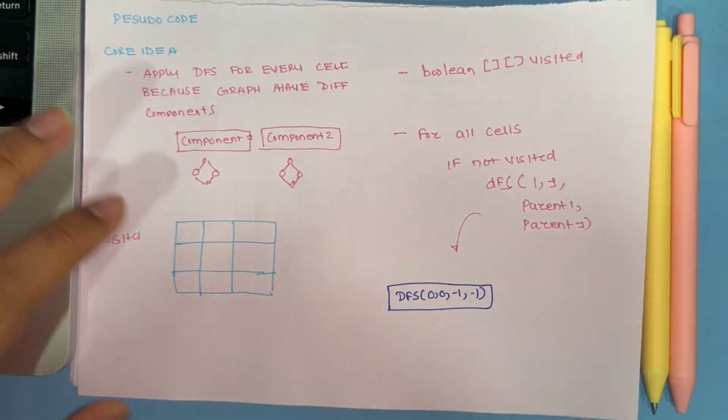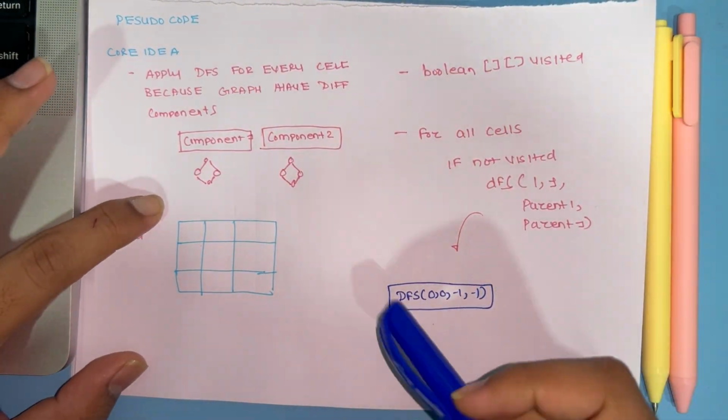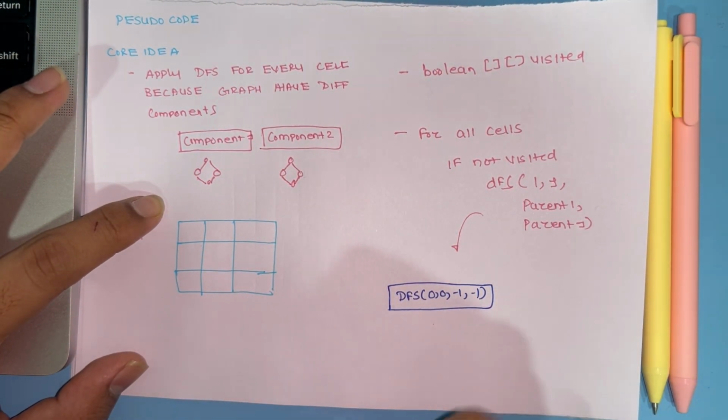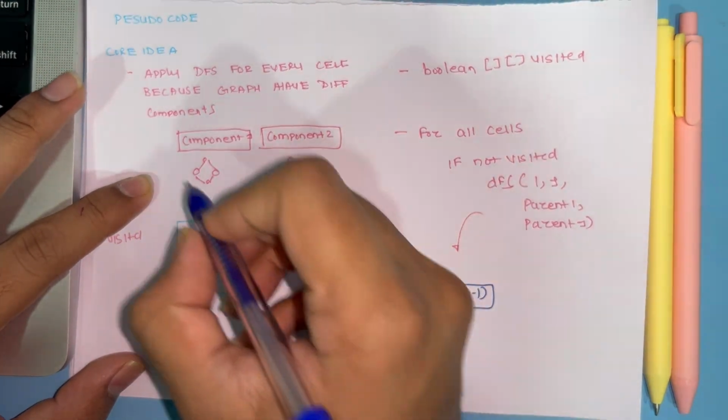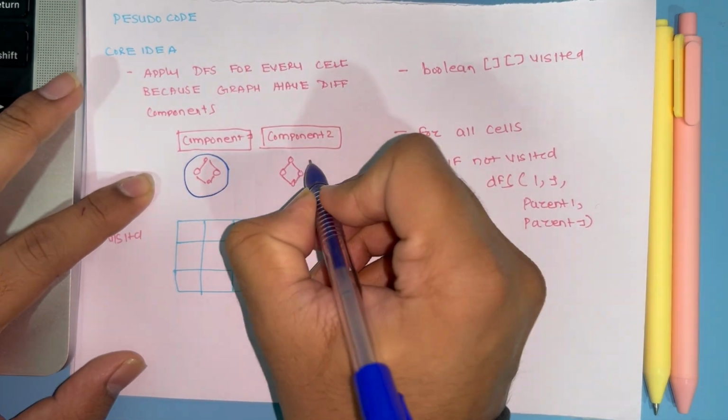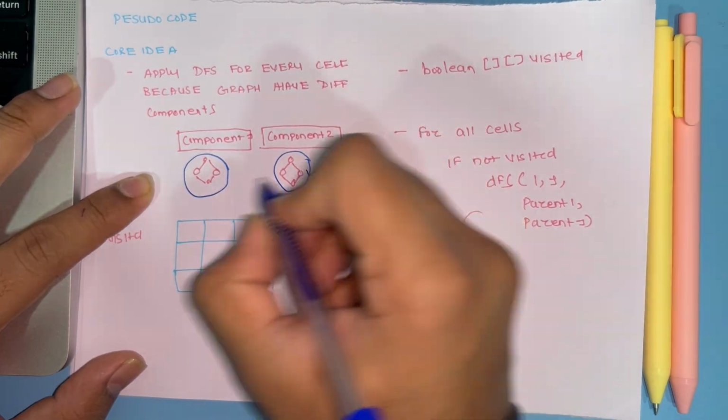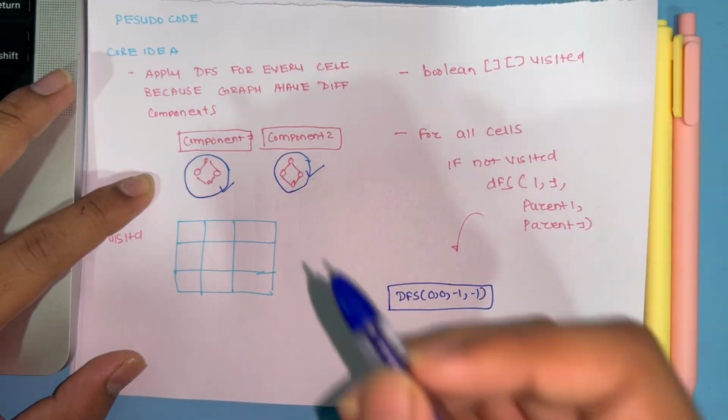Okay, let's go through the pseudocode. So our core idea was to apply DFS for every cell because the graph can have multiple components. So there can be multiple disconnected components, and the cycle can exist in this component or this component. So we have to explore all the cells.